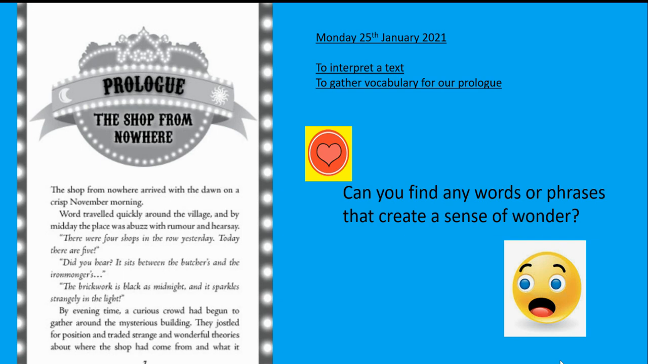The shop from nowhere arrived with the dawn on a crisp November morning. Word travelled quickly around the village, and by midday the place was abuzz with rumour and hearsay. There were 4 shops in the row yesterday. Today there are 5. Did you hear it sits between the butcher's and the ironmonger's? The brickwork is black as midnight, and it sparkles strangely in the light. By evening time, a curious crowd had begun to gather around the mysterious building. They jostled for position and traded strange and wonderful theories about where the shop had come from.